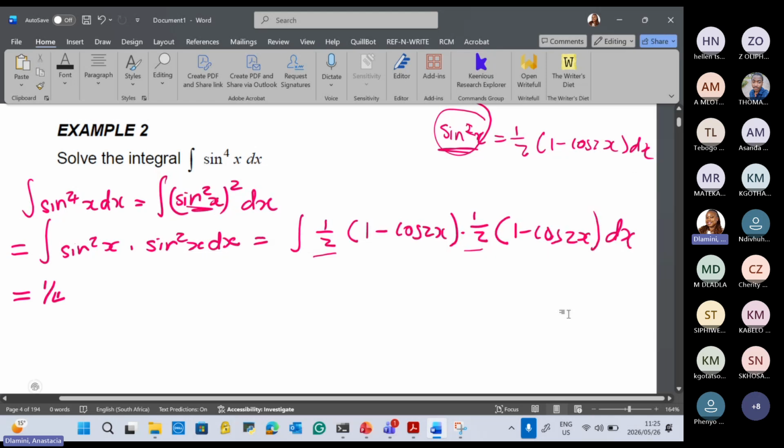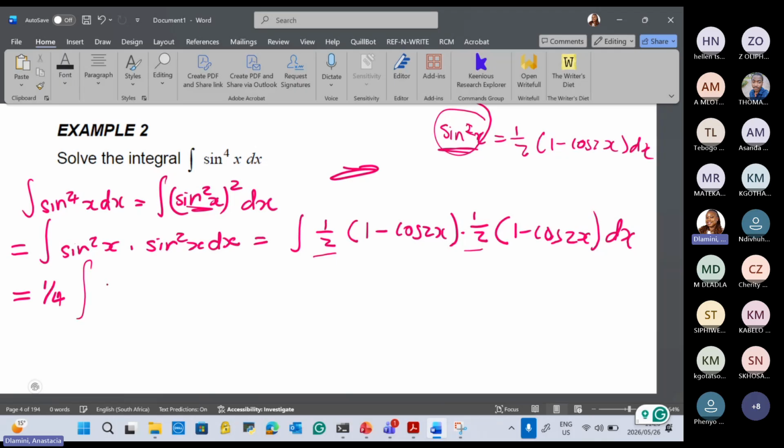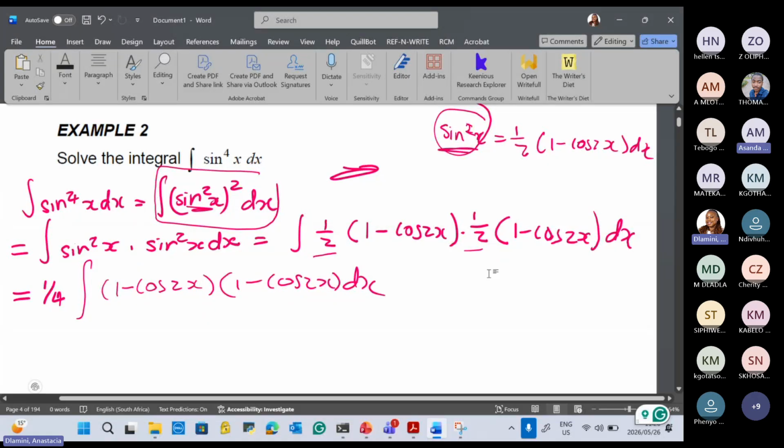Sorry about it. 1 over... Okay, let me take another pen. So this is 1 over 4, the integral of 1 minus cos of 2x, open bracket 1 minus cos of 2x. So we're doing it like this because in the study guide, they started here. So I'm just showing you how to do it in another way.